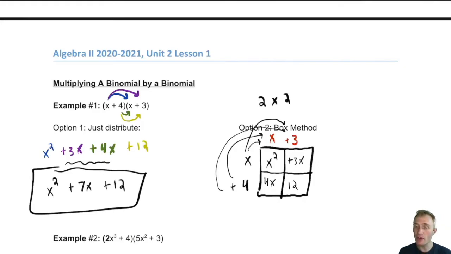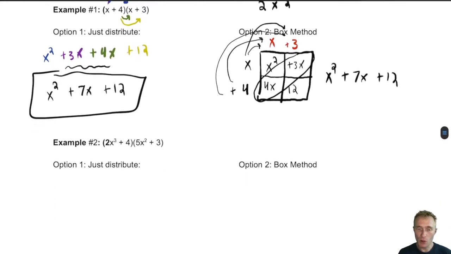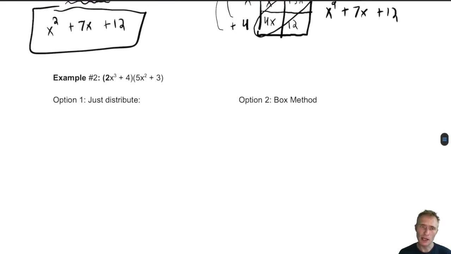It is just a method of keeping yourself organized. It also can make it a little bit easier to see the like terms here. We'd have x squared plus 7x plus 12. That method is available to you. It is your choice as to which one you prefer. So, this might be a good one to test, like which do I think I'm going to like.